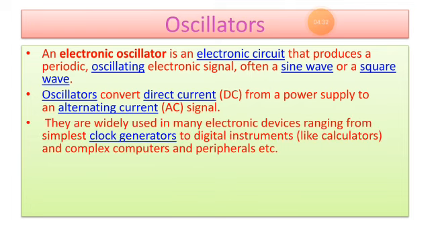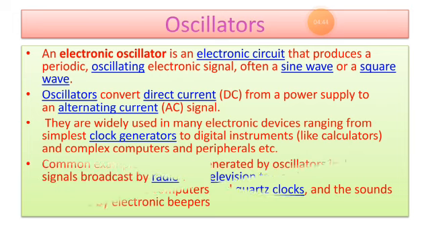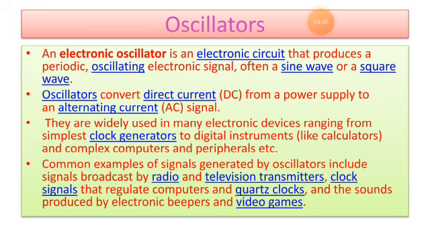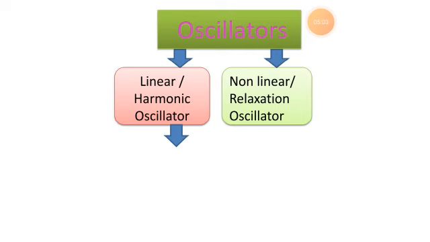Oscillators are widely used in many electronic devices, that is, in clock generations, digital instruments, and complex computers and peripherals, etc. Common examples of signals generated by oscillators include signal broadcast by radio and television transmitters, clock signals that regulate computers and quartz clocks, and sound produced by electronic pipes and video games.